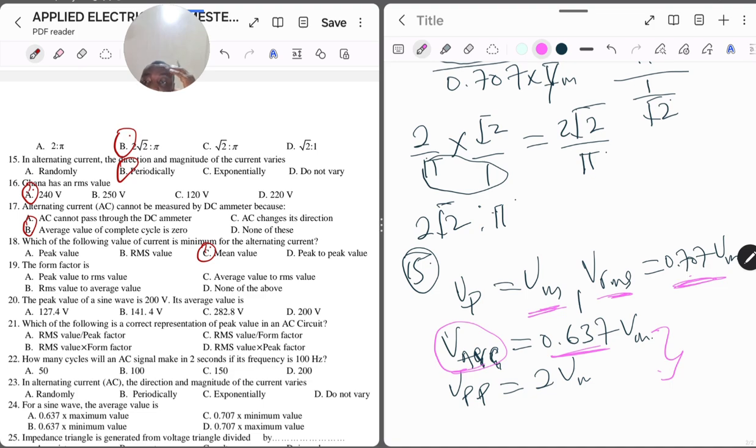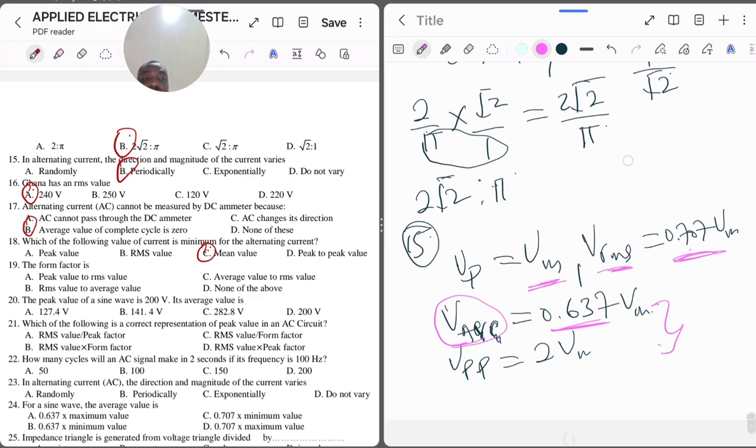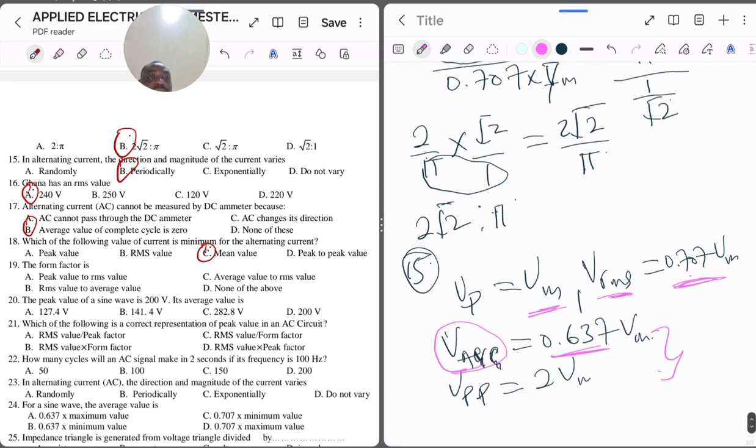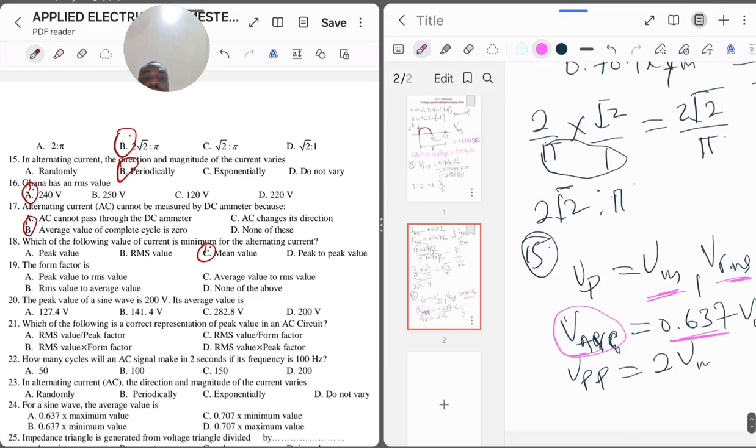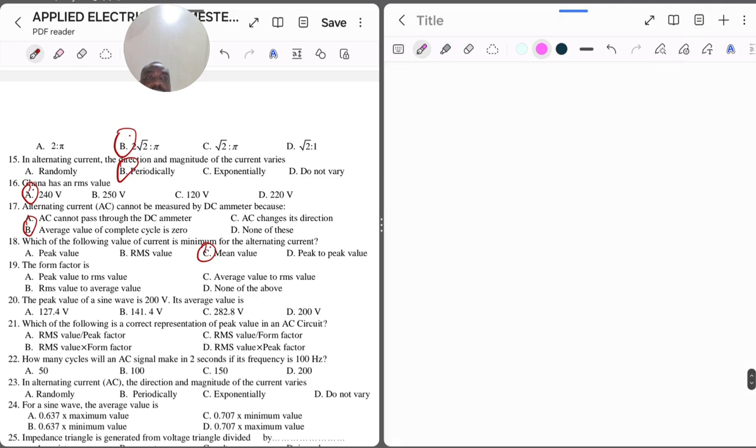Now question 19. The form factor is here. Form factor, meaning you have to know the formula for form factor. We saw the same question, right? It was among the 2022-2023 academic year questions. So this same question was there, and the answer was what?